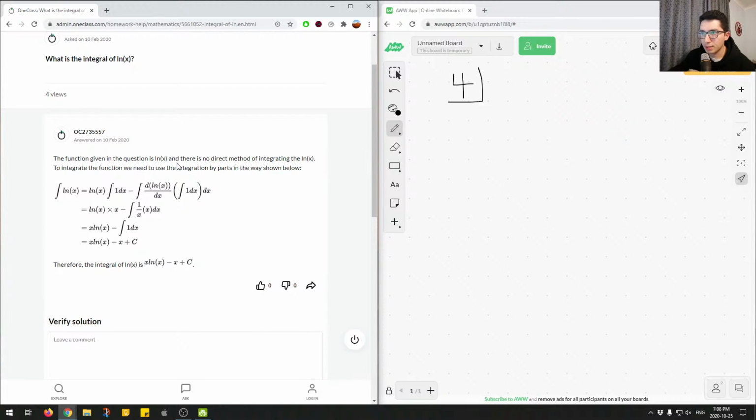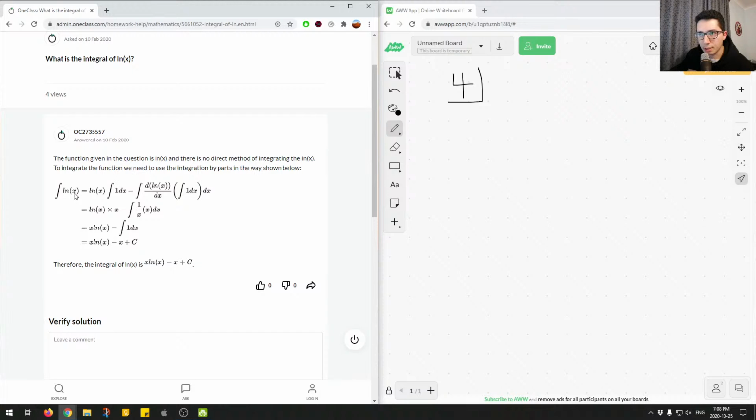The function given in the question is ln x. This is an important integral to know. Sometimes you would memorize this integral because it's a commonly asked question, but we'll go through the steps of how to get to the answer. There is no direct method of integrating ln x. The method we need is integration by parts, so this is what we're going to be using to do the integral.